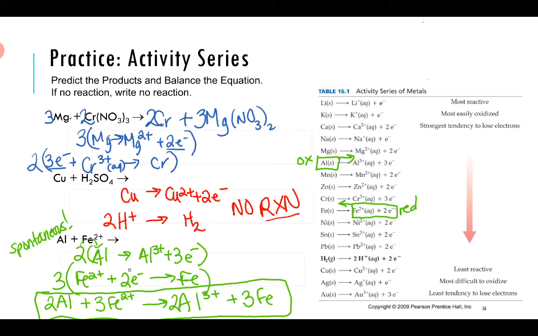You can double check that it's balanced by making sure that you have 3 irons on both sides, 2 aluminums on both sides, and then the sum of the charges on the product side is 2 times 3, which is 6 plus, and the sum of charges on the reactant side is 3 times 2, which is also 6 plus. And so this is charge balanced as well as atom count balanced.